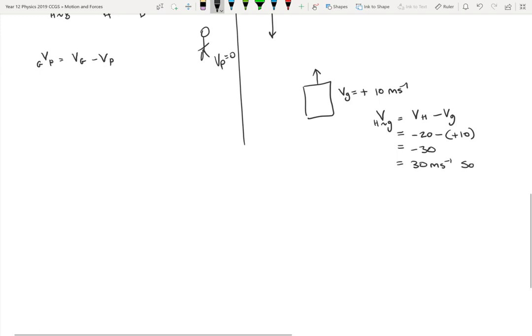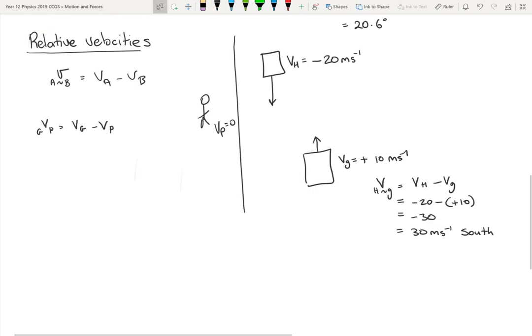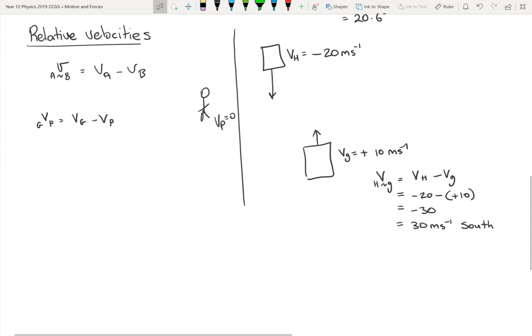the hoon approaching her with a relative speed. Relative to her, she's stationary, even though she's moving, she's stationary, and she sees this car approaching her at 30 metres per second. You might wish to quickly check from the other frame of reference, the hoon. Obviously, the hoon's going to see the same magnitude, 30, but he feels that he is stationary, and the gran is approaching him, 30 metres per second north. Okay?